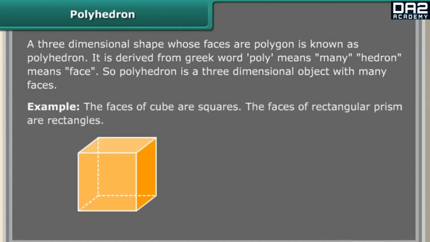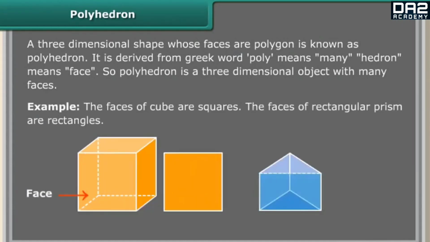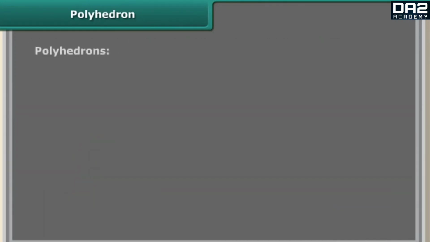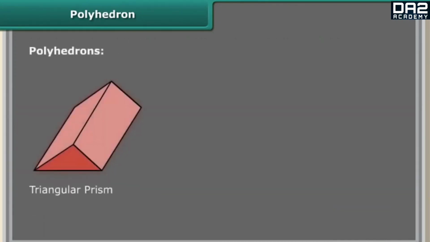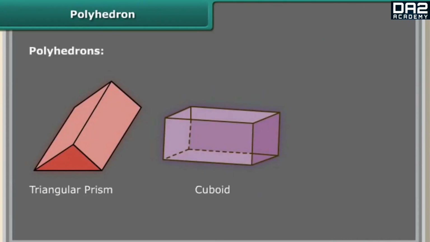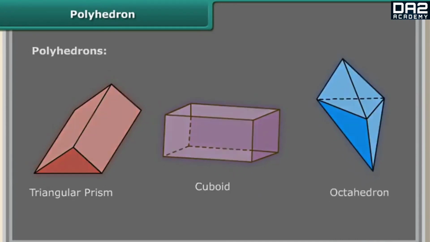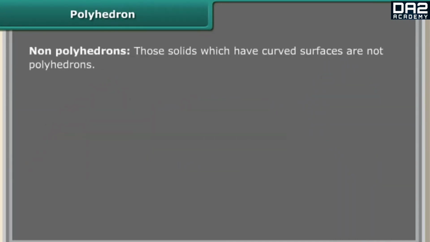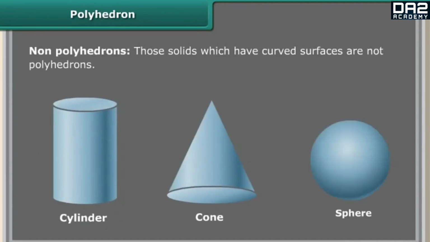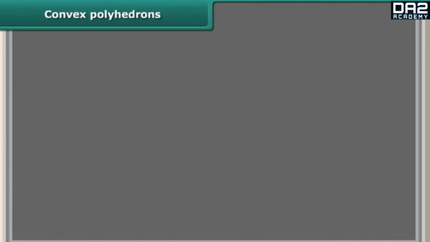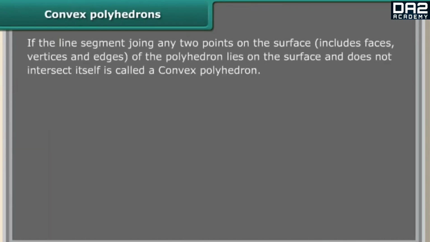Example: the faces of a cube are squares. The faces of a rectangular prism are rectangles. Polyhedrons: triangular prism, cuboid, octahedron. Non-polyhedrons: those solids which have curved surfaces are not polyhedrons. Cylinder, cone, sphere.